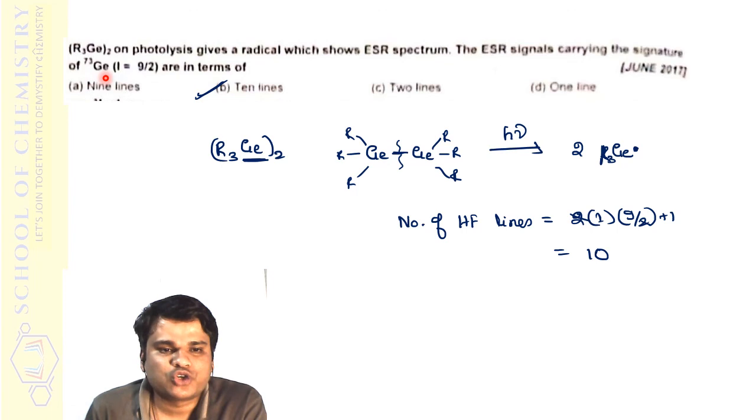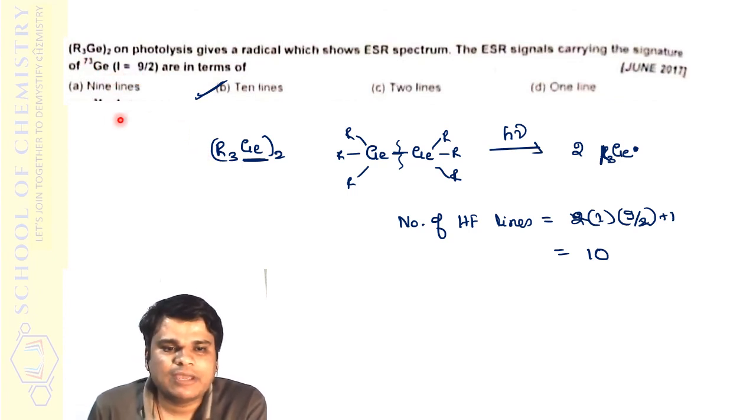Germanium can have different isotopes. Now they have just given us the information regarding 73 germanium, whose I value is 9/2. So if it was 73 germanium, what is the number of hyperfine lines? That is the question, right?